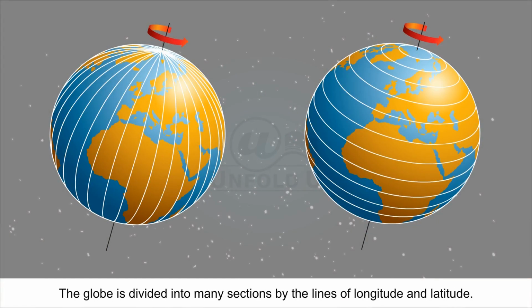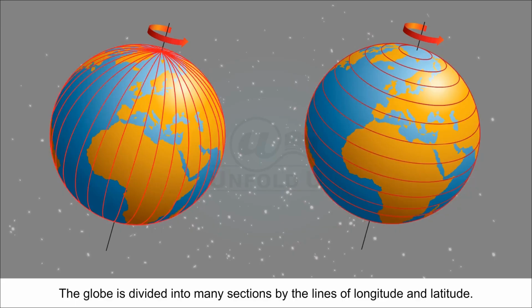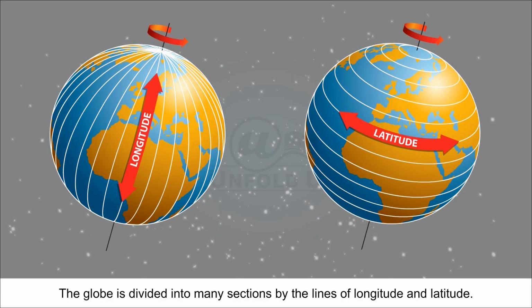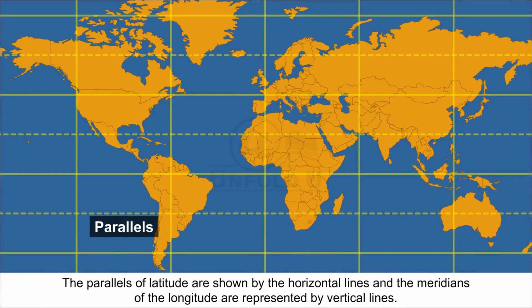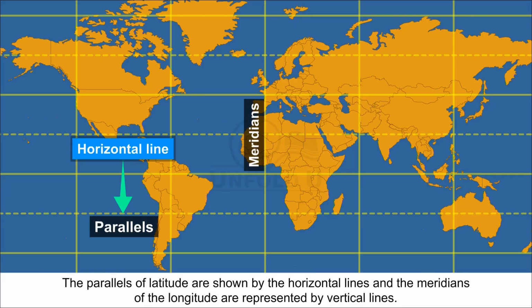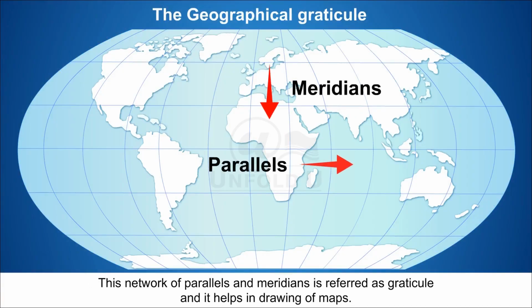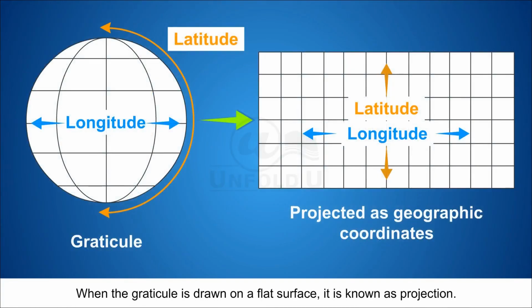The globe is divided into many sections by the lines of longitude and latitude. The parallels of latitude are shown by the horizontal lines, and the meridians of longitude are represented by vertical lines. This network of parallels and meridians is referred to as graticule, and it helps in the drawing of maps. When the graticule is drawn on a flat surface, it is known as projection.